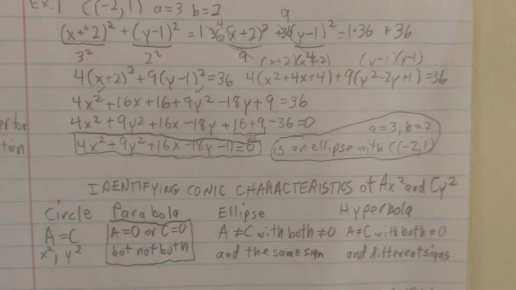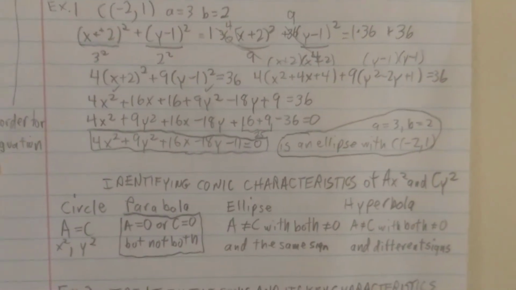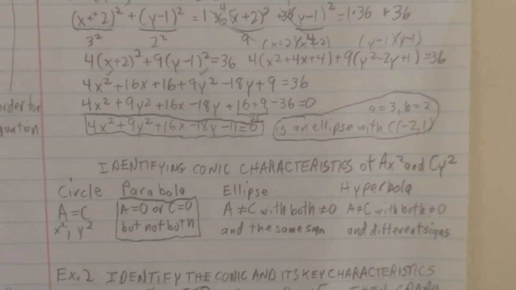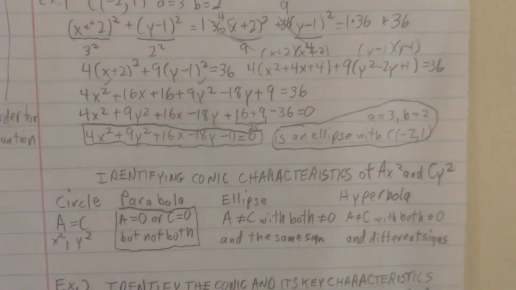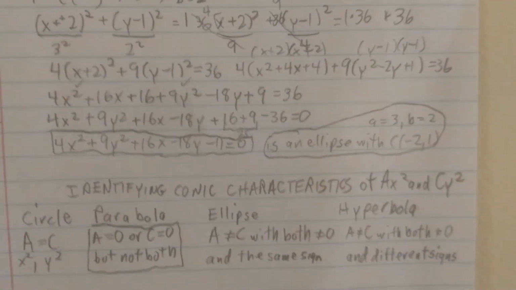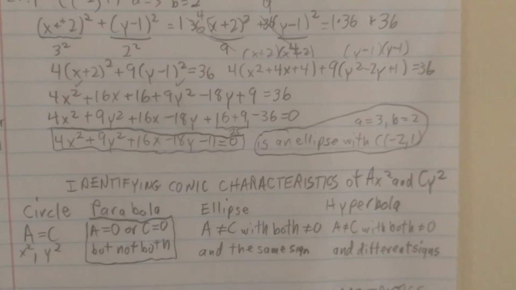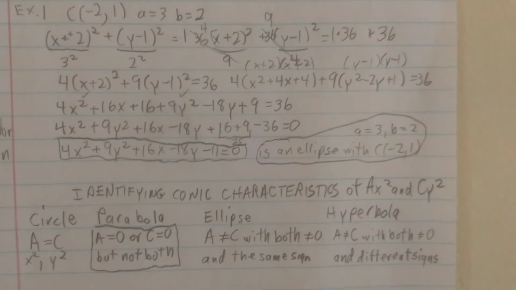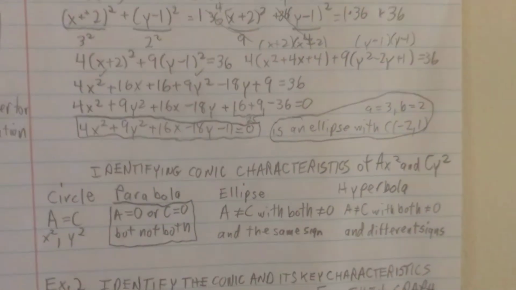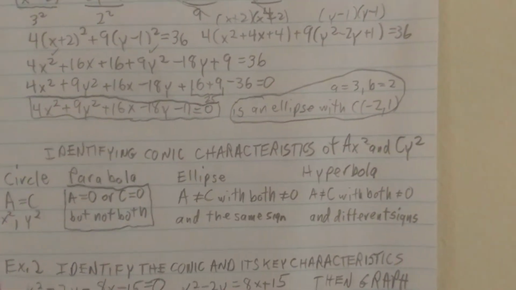Now to get the 9 and the 4 to cancel out, we're going to have to multiply everything by 36 instead of making everything 1, because we're trying to get it into the general form of the equation. So multiplying now by 36, 36 over 9 is 4(x plus 2) squared, plus 36 over 4 is 9(y minus 1) squared equals 36. So now we have 4(x plus 2) squared plus 9(y minus 1) squared equals 36.